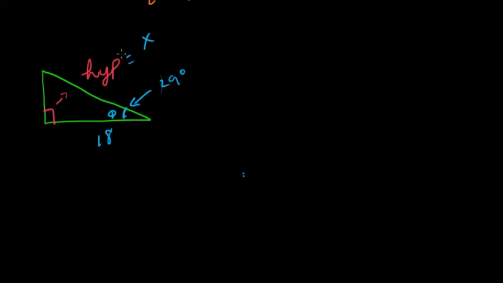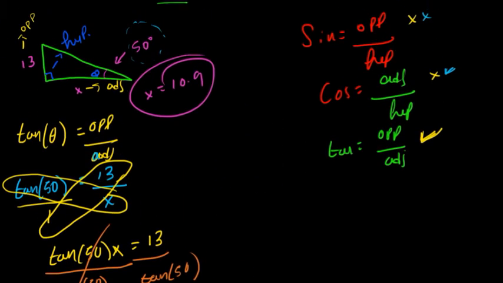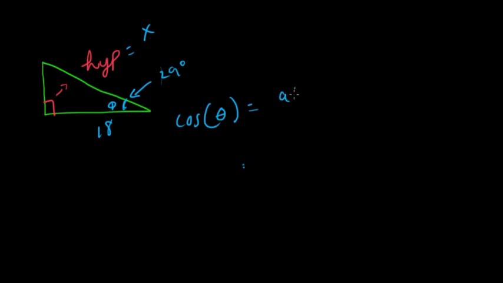I can say cosine of theta is equal to the what? Well, what is cosine equal to? The adjacent over the hypotenuse. Now, I can say cosine of theta, and theta is equal to the degrees that we're looking from. So cosine of 29 degrees is equal to the adjacent. What do we say our adjacent side was? It's this side here, which is 18, over our hypotenuse, which is x.